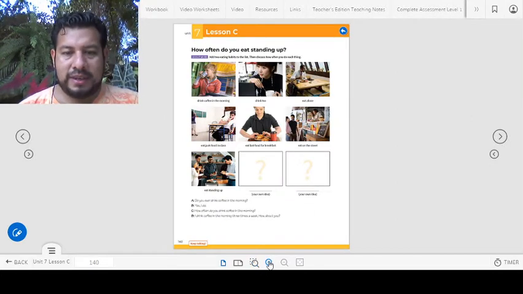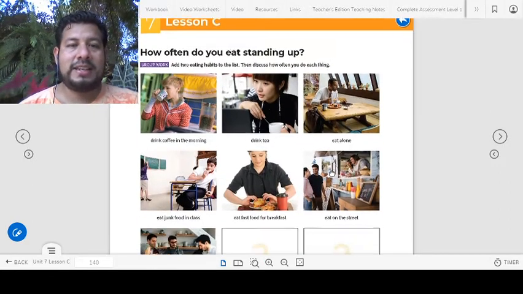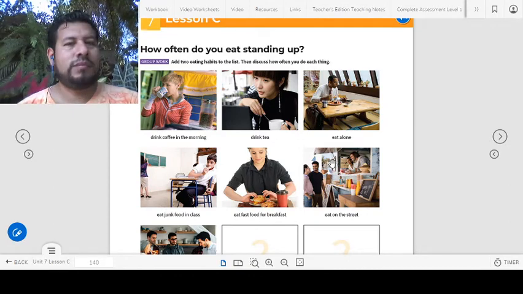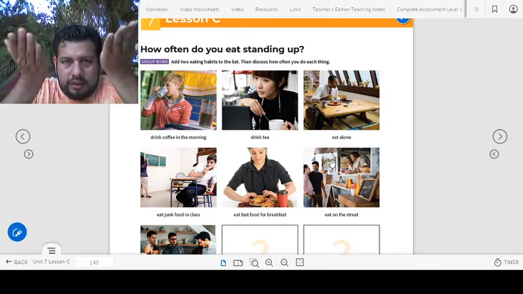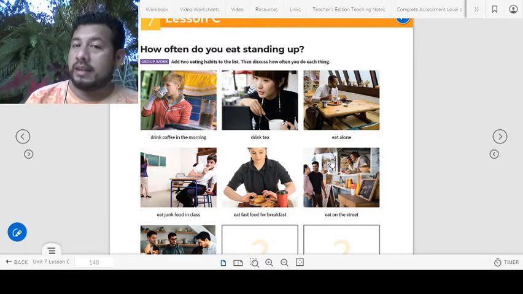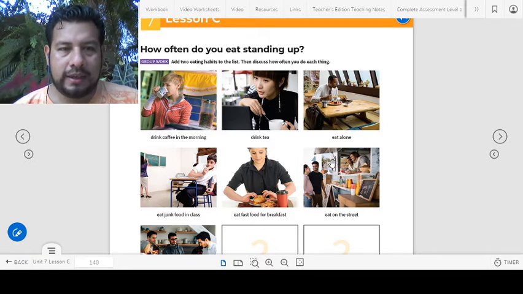Now, there's another activity in here, which I think is interesting. It's an extra activity that says, how often do you eat standing up? Do you know the meaning of stand up? It means levantarse. So the question says, how often do you eat standing up? ¿Qué tan seguido comes de pie?